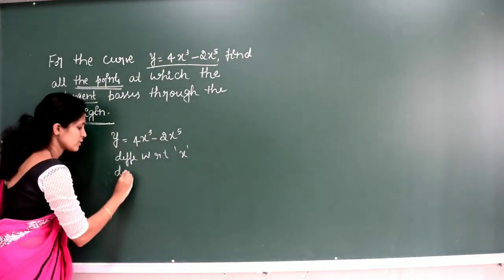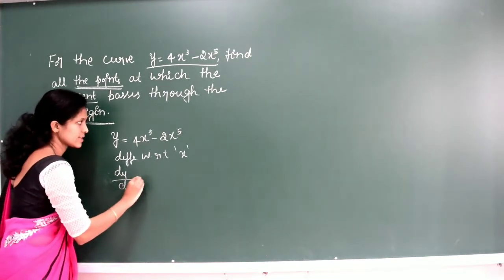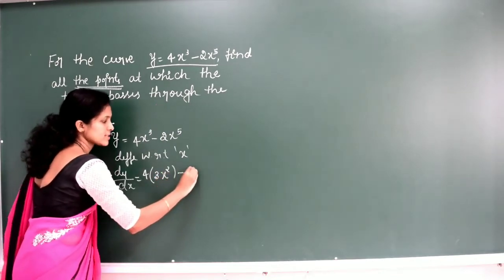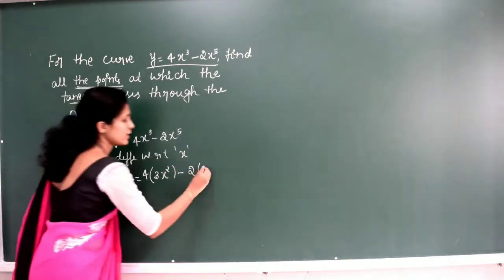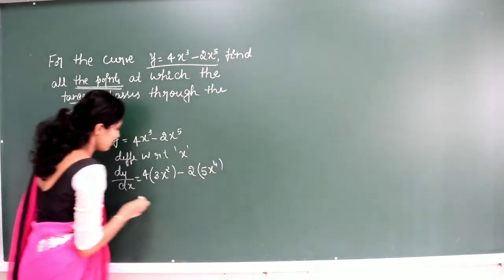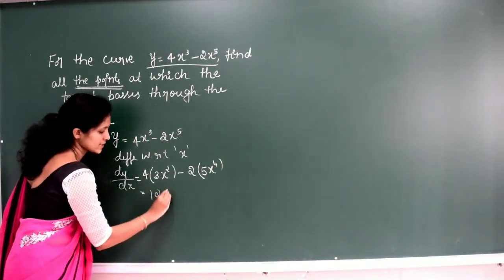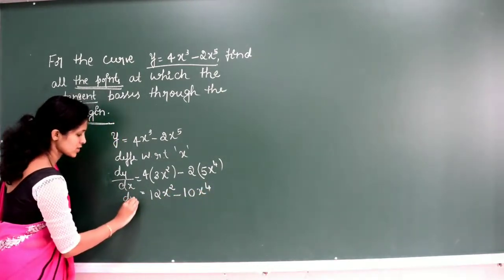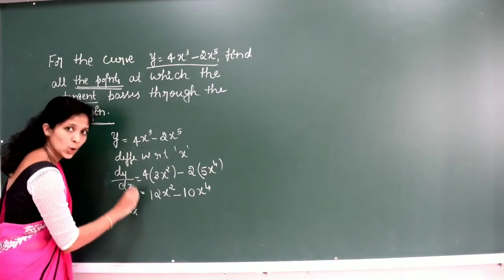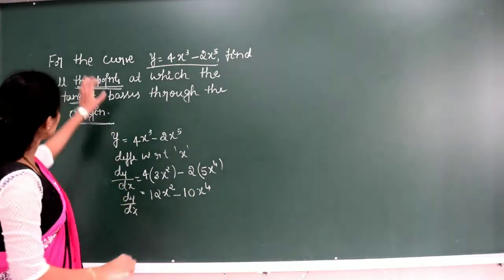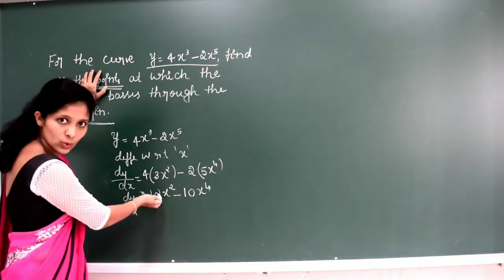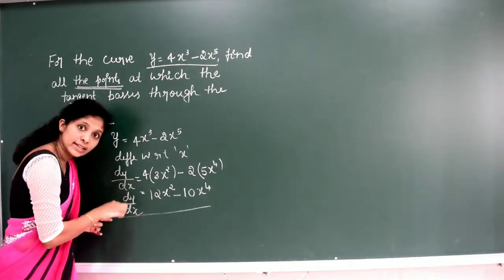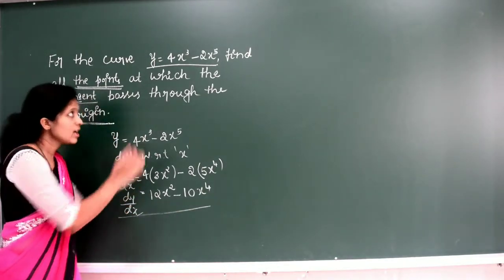So differentiating, dy by dx is equal to 4 into the derivative of x cube, which is 3x square, minus 2 into the derivative of x to the power 5, which is 5x to the power 4. By this we got 12x square minus 10x to the power 4. This is the derivative of the function, dy by dx, right? The slope of the tangent to this curve. But to find the points, by using only this one equation we cannot find the point. So we got dy by dx. Now we'll find the equation of the tangent. Is it clear? One curve is given.